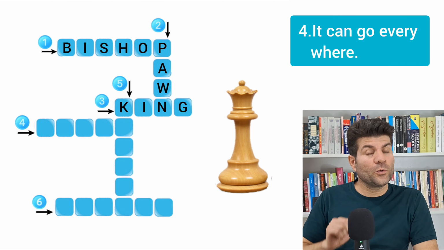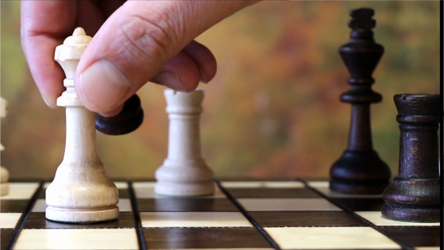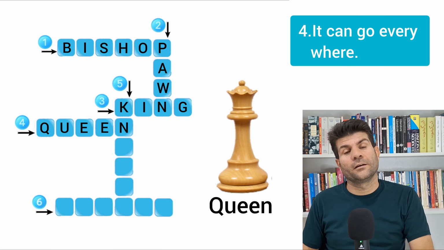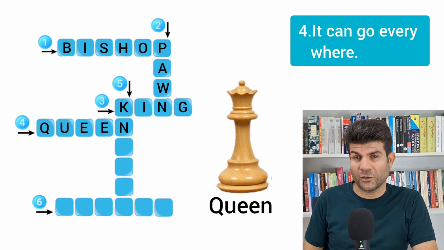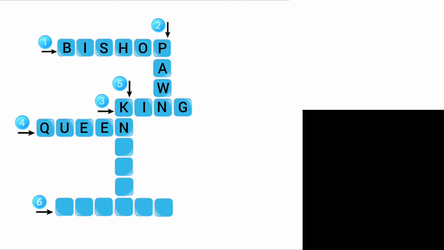Let's go to number four. This piece can go everywhere, and it is the most important one. What do you call it? The queen. It's the queen. And it is very important. If you lose this one, you're not in a good situation in the game.